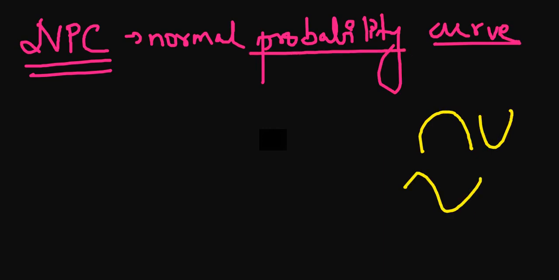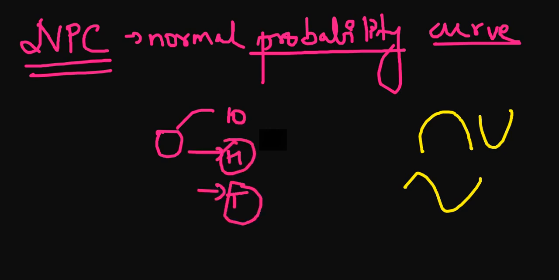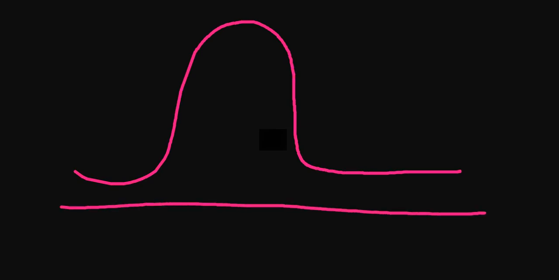But what is probability? A coin is tossed 10 times. What is the probability of heads? What is the probability of tails? And likewise. And what is normal? Normal is being normal. So a normal probability curve is drawn something like this, and it extends like this to infinity on both sides.